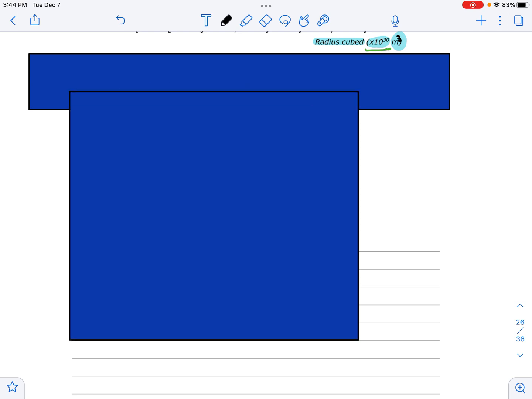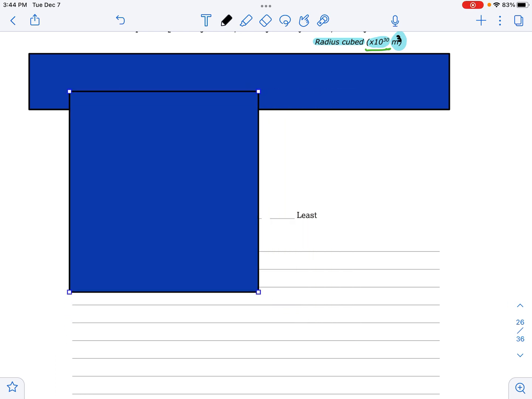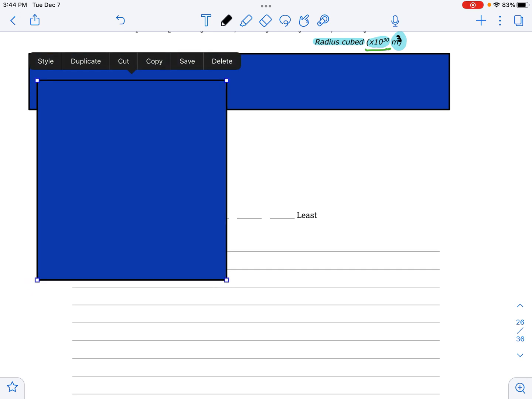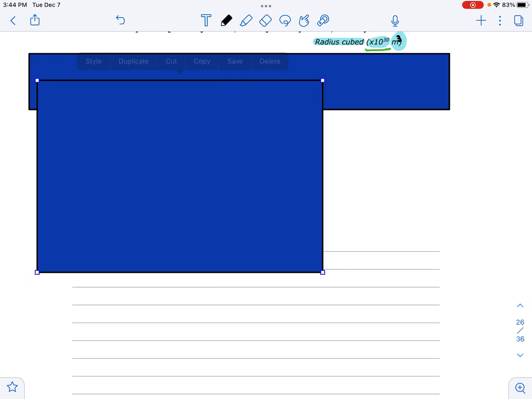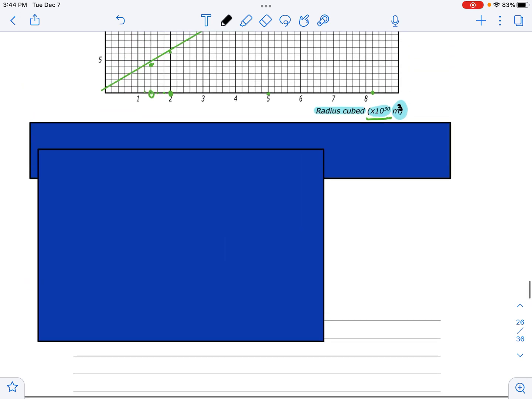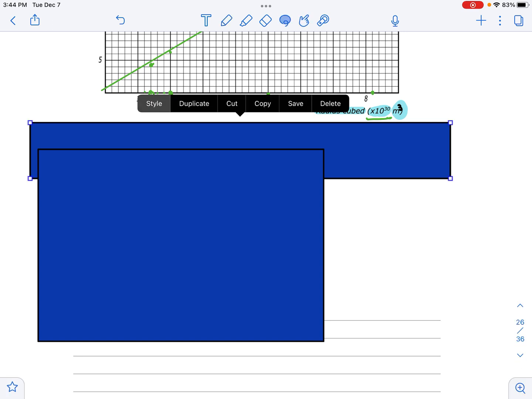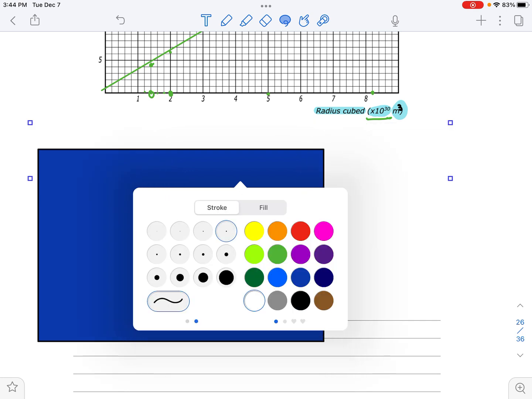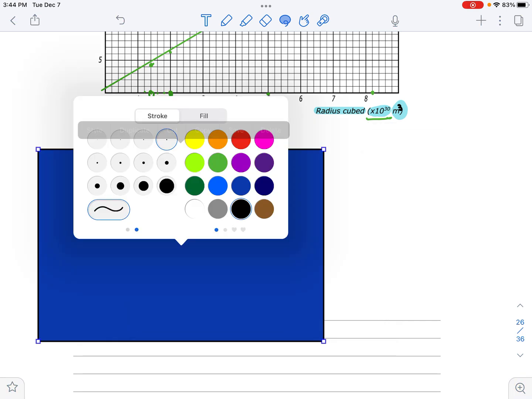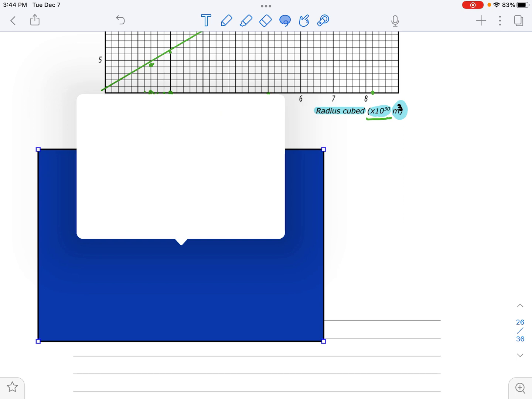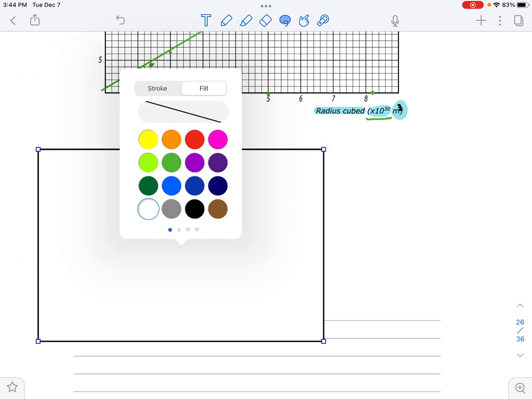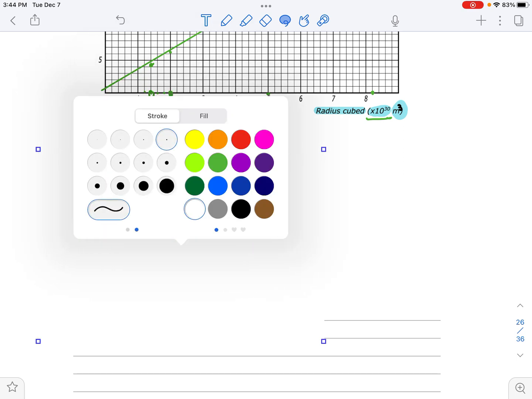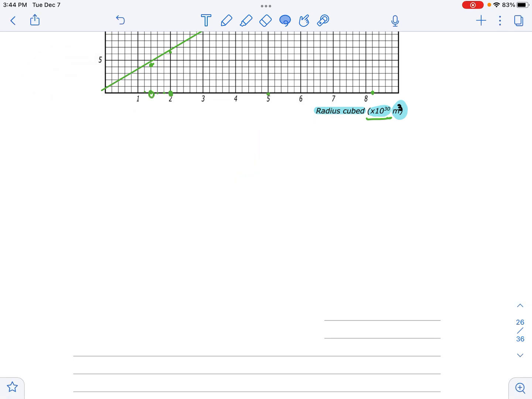It's not a very good square, but it's happening, so deal with it. Cool. Why would I make okay, sorry. I'm gonna make those white. Style, fill, white, stroke, white. Style, white, stroke, white. Okay.